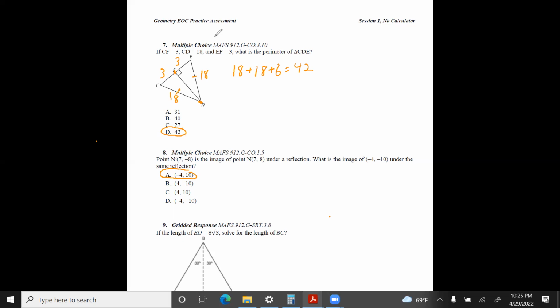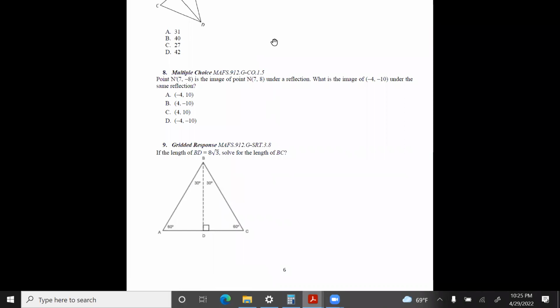All right, going to number 9. Let me scoot this up just a little bit. On number 9, we have a couple of different triangles there. The most important thing to this one is the fact that this triangle that I'm highlighting is a 30, 60, 90 triangle. We want to know what the side BC is. They give us the length of BD. BD is 8√3. Well, this goes back to the idea of a special right triangle called a 30, 60, 90.